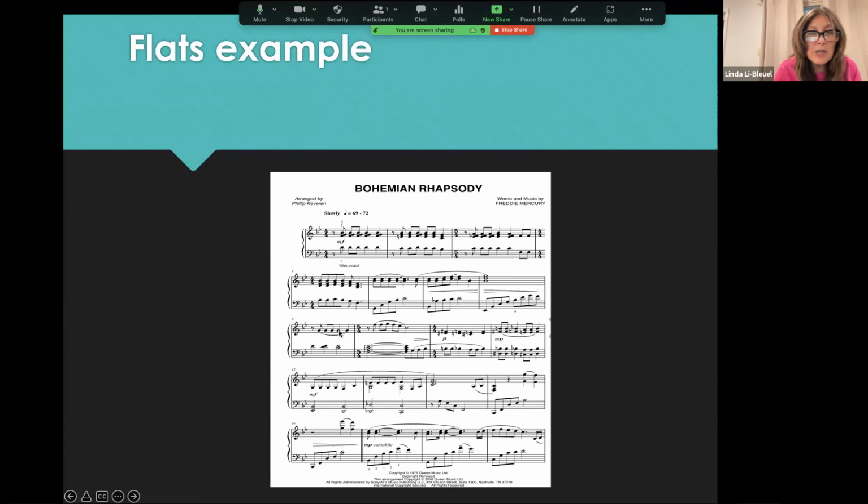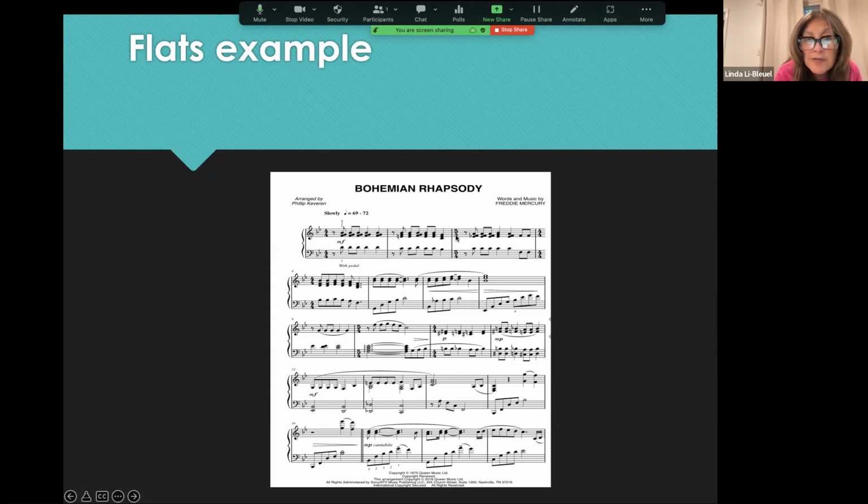I thought this would be cool to show. You notice that this happens to be Bohemian Rhapsody. And see, there's some flats here. And look at over here. You have a 4/4. So that means there's 4 beats per measure. In this case, it's 4. The quarter note gets 1 beat because the 4 is on the bottom.